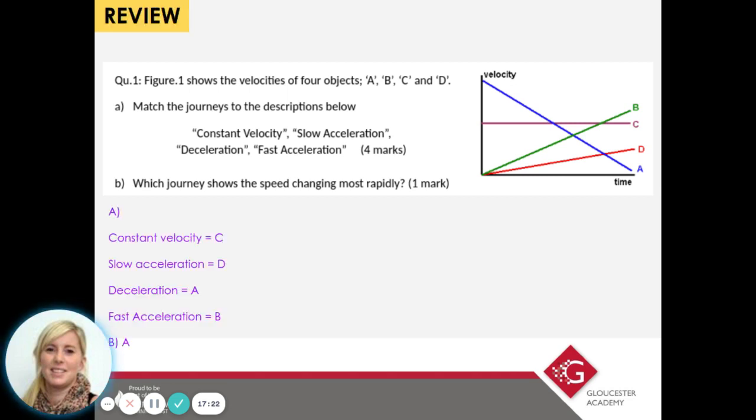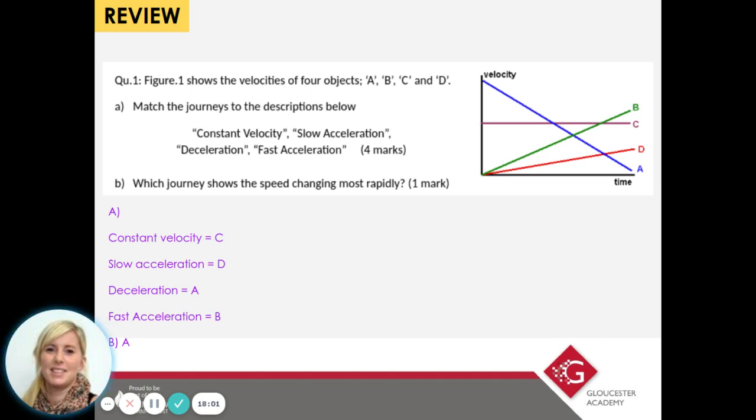Okay, so for the answers, constant velocity is C. That horizontal line, the velocity is not changing, so it's a constant velocity. The slow acceleration is D, so it's quite shallow, it's not a steep line. It's going up, but not very high, so it's got a slow acceleration. And then A, the line is going diagonally down, so that's deceleration. And then the fastest acceleration is B. Okay, so B has got the fastest acceleration, so it's got that steepest line.